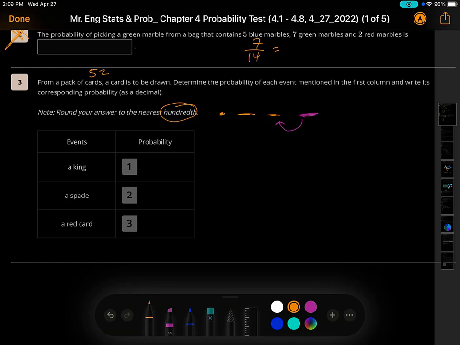Okay, so there are 4 kings. There are spades, clubs, hearts, and diamonds. And there are 4 of them, so that would be 4 out of 52, which would give me 1 out of 13. And if I put that into my calculator, 1 divided by 13, 0.0769. So we're going to round up because this is 5 or higher, so this would be 0.08.